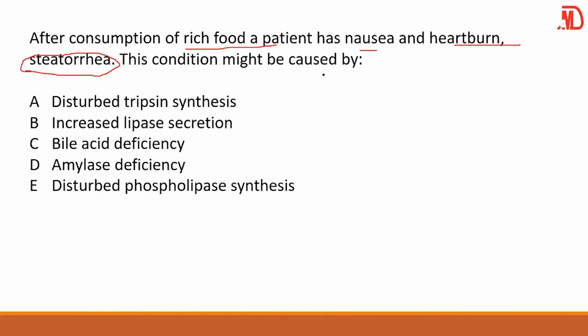So this condition might be caused by, and you know that what helps in the digestion or emulsification of fat is bile. So definitely when this bile is deficient, what happens? It means that the fat will not undergo emulsification for it to be digested. So it will come down as feces or as a stool. It will look like grease or oily. So you can have a little oily stool, often known as steatorrhea. So here we are thinking of bile acid deficiency. All right.